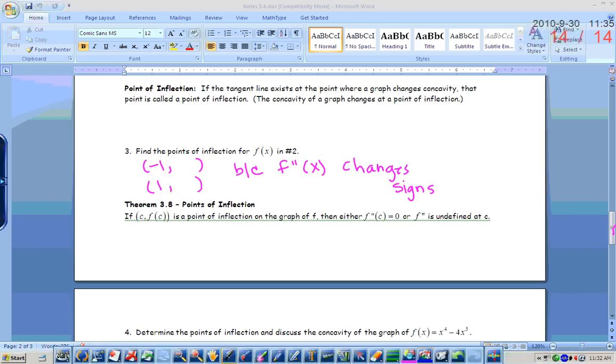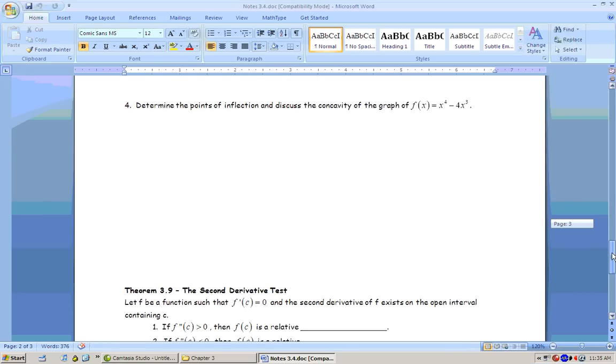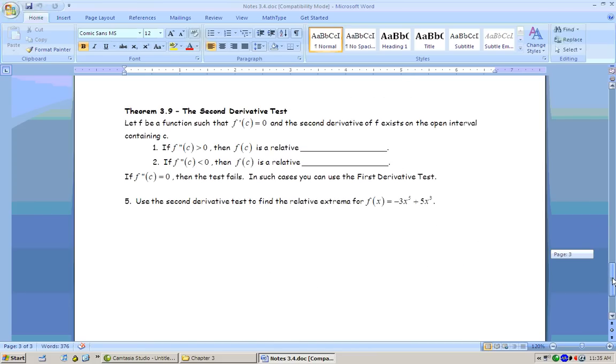All right, I am going to skip over number 4. Literally, this is a much easier problem because it's a polynomial. You take the second derivative, you find your zeros, you make your sign chart, determine your concave up, concave down, and your points of inflection. If we have time, we'll go back to that.